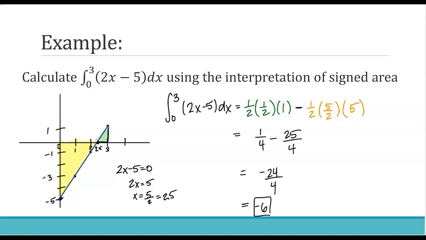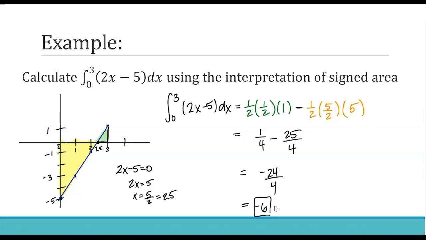And so notice we have a negative answer in reference to area. And that's because, again, we are defining this signed area as the area below the x-axis is negative and above the x-axis is positive. So if you look here, we knew our answer was going to be a negative number. There's more area below the x-axis than there is above the x-axis. So we knew the answer was going to be negative.